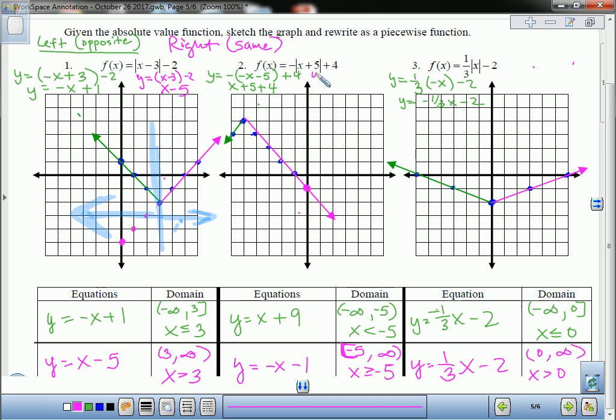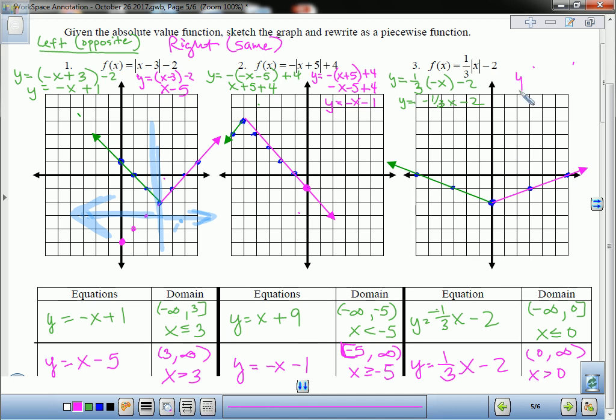All right, let's do this one. All we do is change the absolute value to parentheses. This time I do have something to distribute. I have a negative to distribute. So that gives me negative x minus 5 plus 4, which is negative x minus 1. What was our equation? Negative x minus 1.